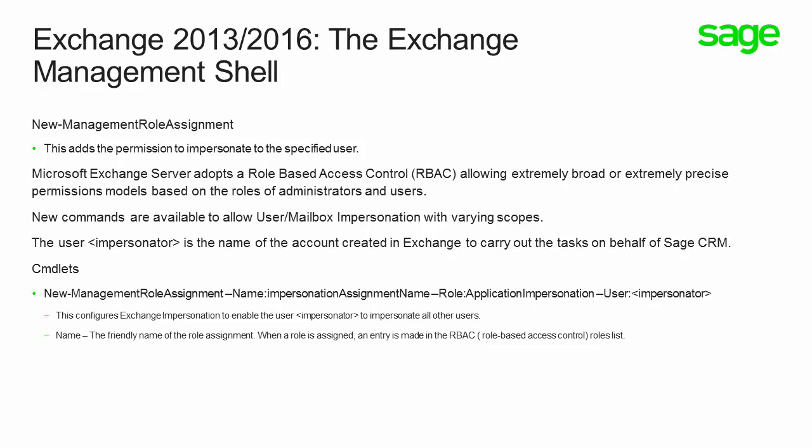Now that configures the Exchange impersonation to enable whichever username we used to impersonate all other users. And the name that we mentioned there is the friendly name of the role assignment. So when a role is assigned, an entry is made into the RBAC.